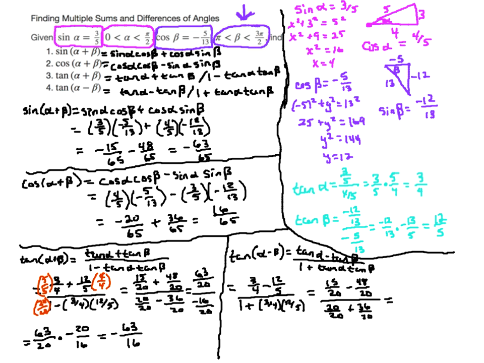Okay, so 15 minus 48 is negative 33. So I've got negative 33/20 divided by 56/20. I never divide fractions. I multiply by the reciprocal. Negative 33/20 times 20/56. My 20s divide out, and I have negative 33/56. Woo! That's it for that one.